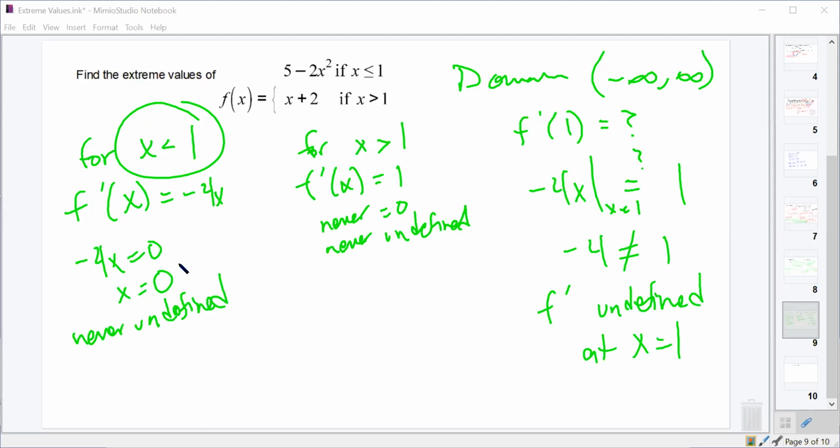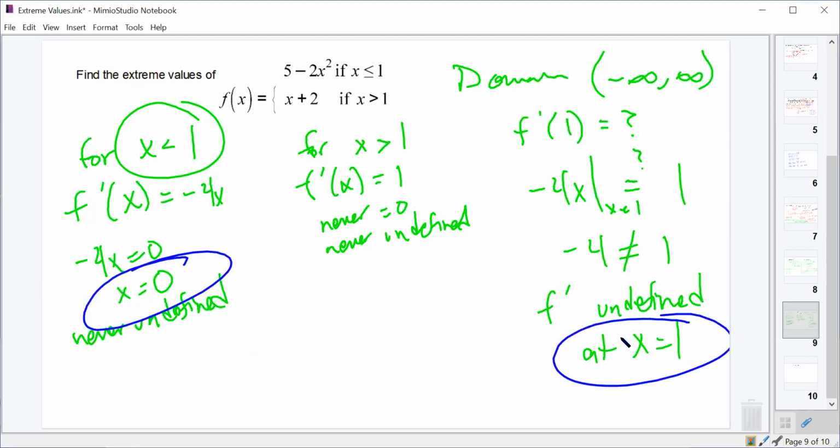So how many critical values for this function do I actually have? Two. x equals 0 and x equals 1 are my critical values. Everybody see that and agree with that?